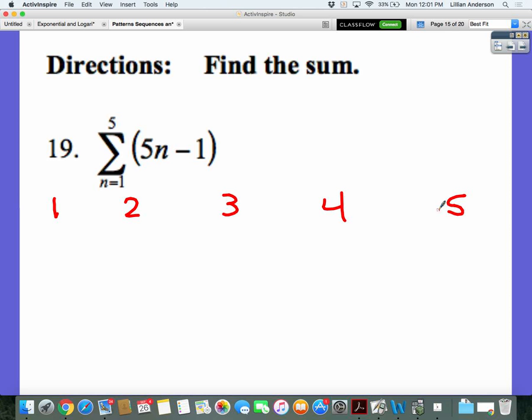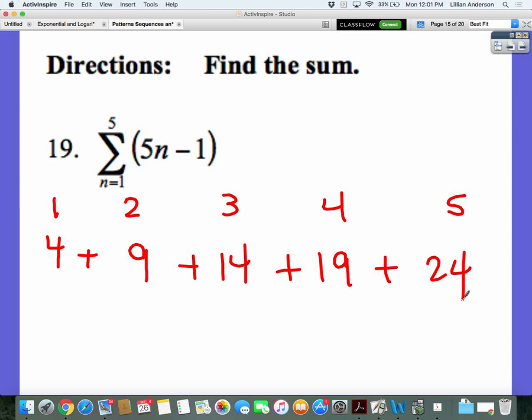What's 1 times 5 minus 1? 4. 9. 14. 19. Notice a pattern. Yes. This is the explicit form for what type of sequence? Arithmetic, where the common difference is 5. Remember, this is the explicit form, so this is always your common difference.